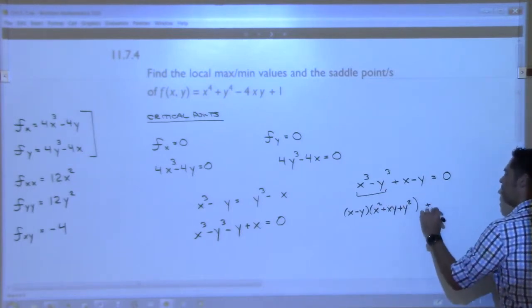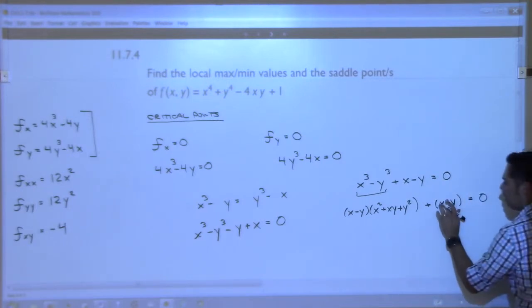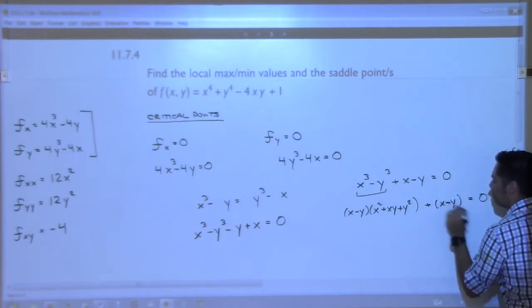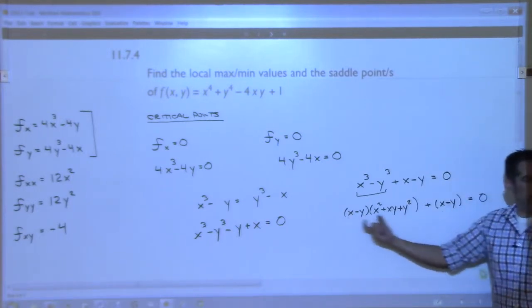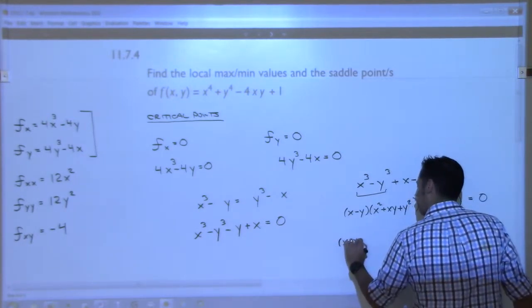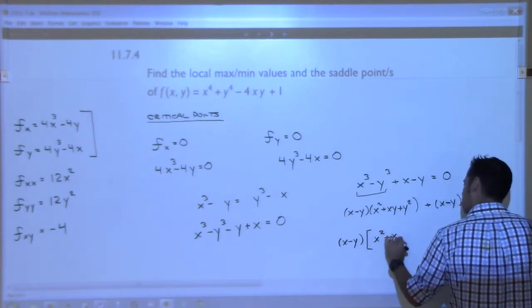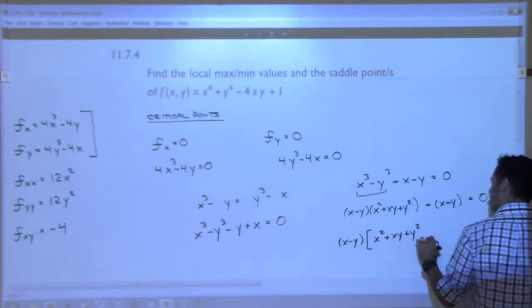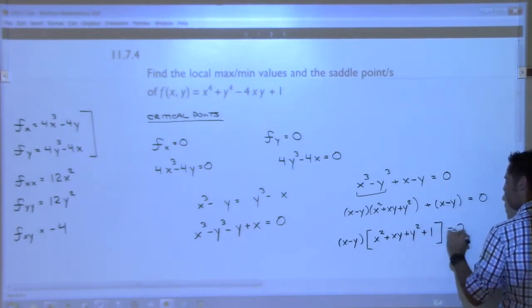Then I still have over here, check this out. I'm going to put in parentheses x plus y. I don't need it in parentheses, but I'm putting in parentheses on purpose because I want you to see what the next step would be. These both have an x minus y in them, don't they? And so I can factor out an x minus y. And then what would you be left with in here? X squared plus xy plus y squared. And then you factored out, right? So you have plus 1 equals 0.